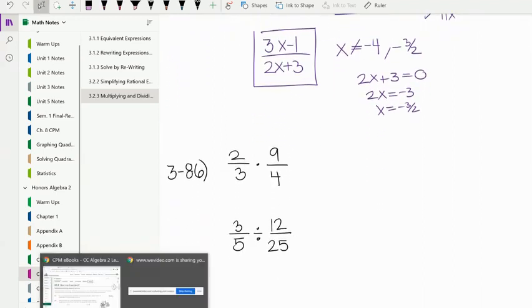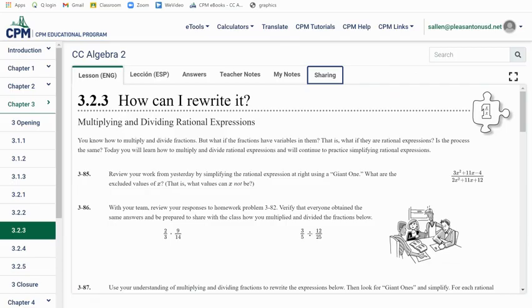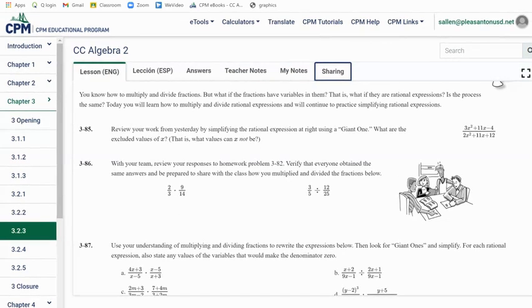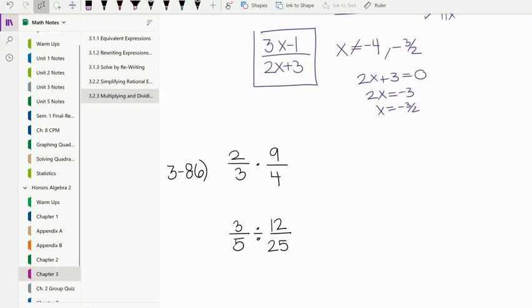We're going to go ahead and look at 86. So for 86, it says, with your team, which is with me, we are going to review our responses to homework problem 82. So verify that everyone obtained the same answers and be prepared to share with the class. So let's just quickly look at how we multiply basic fractions. And I know for a lot of us this is super simple, but some of us forget the basics.